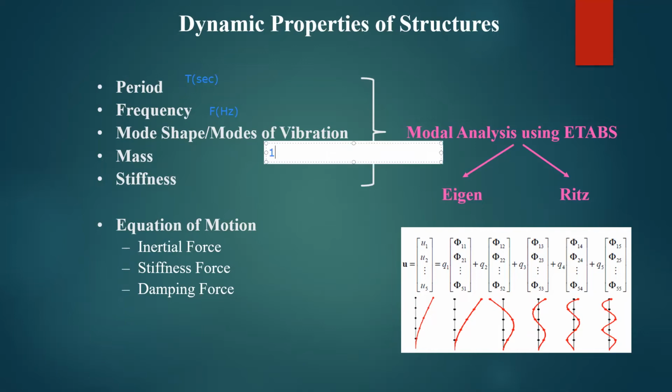Mode shape can be different: first mode, second, third mode, and so on. So we have many mode shapes, like here what we can see: mode number 1, mode number 2, mode number 3, 4, 5, 6. It can be 12 and more and more. So a modal analysis using ETABS eigen arrays. Okay, so this is the dynamic properties that we should know.